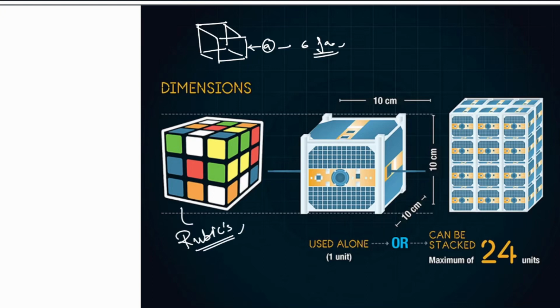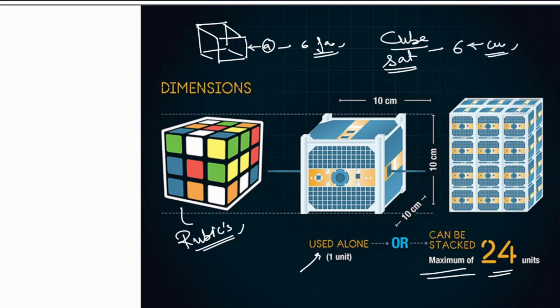So CubeSats are very small satellites. They can also be attached to each other. Alright, this is a 1 unit satellite and these can stack over each other up to 24 units maximum. Okay, the CubeSat has 6 units, 6 such small cube satellites, and they are very small.